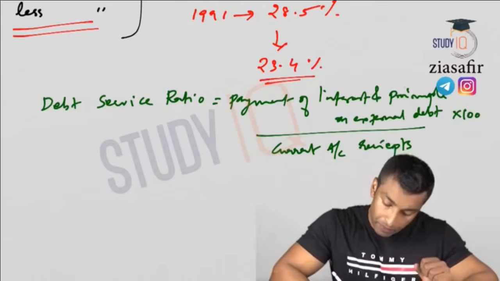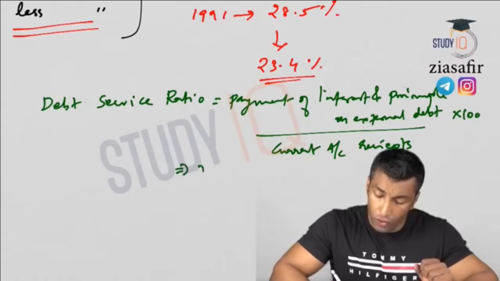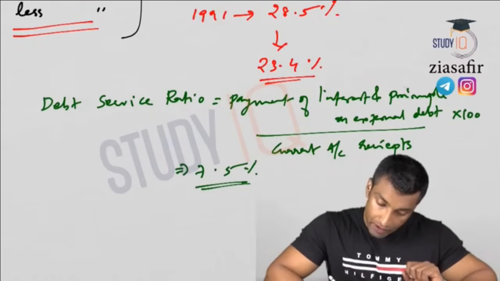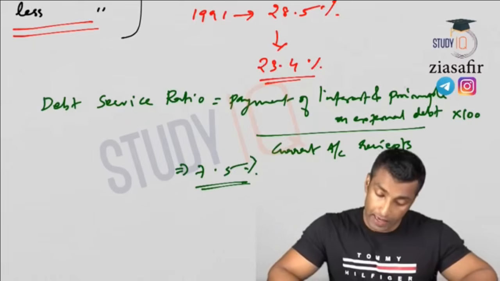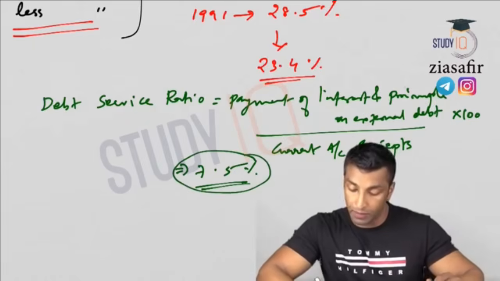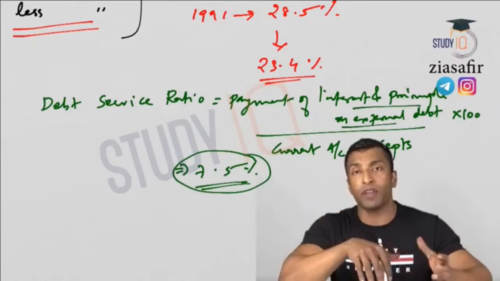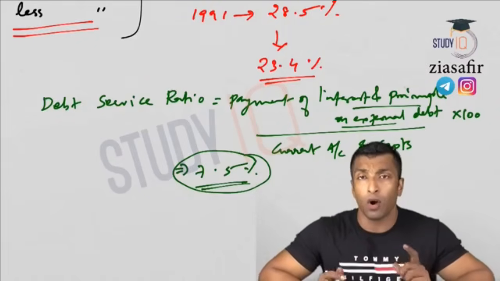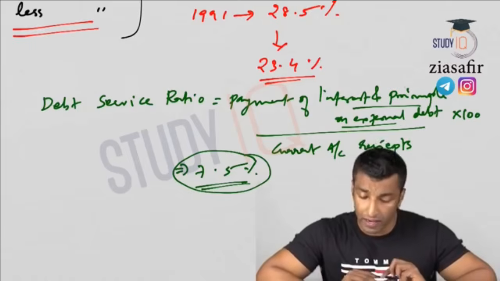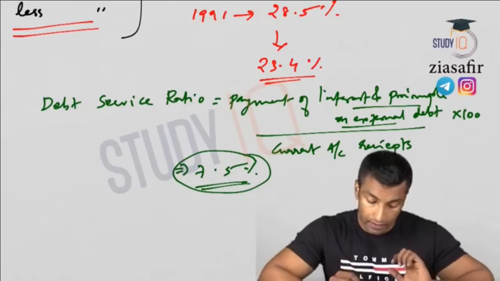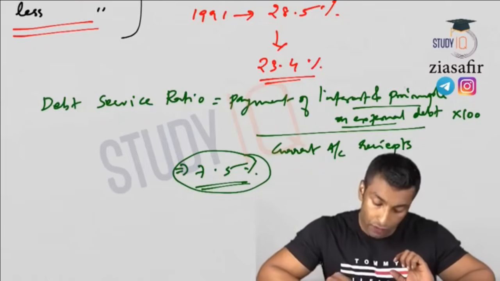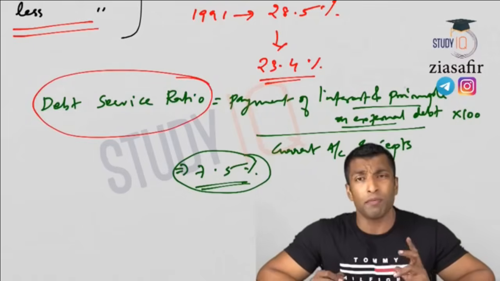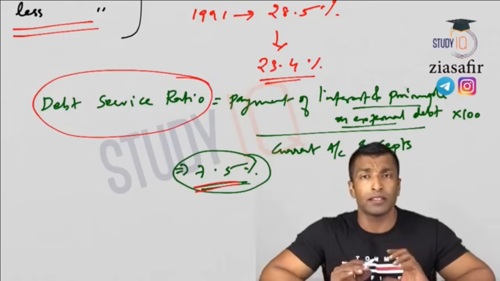And you know what is the value for India? It was 7.5. What do you mean by that? You need to spend 7.5 to pay interest and the principal on external debt out of every $100 that you're receiving. So 7.5 you need to spend out of every $100, and it is actually a very reasonable value, and that is why this debt service ratio is actually an indicator of indebtedness. Okay, so we don't want to spend too much. 7.5% is actually a reasonable value.